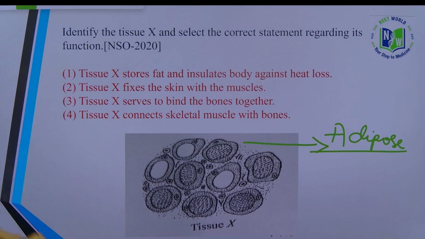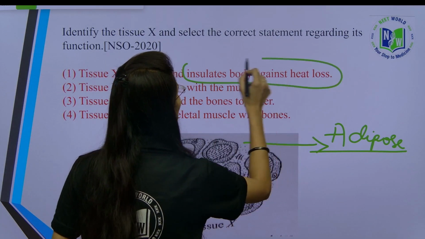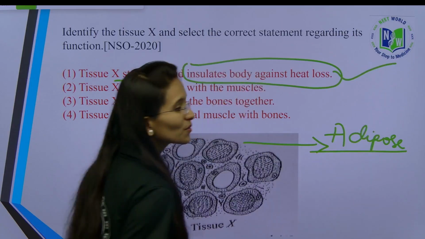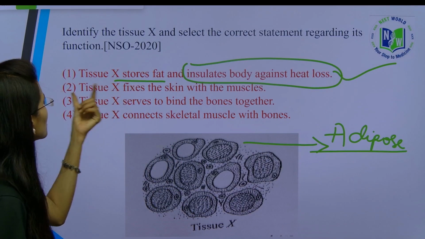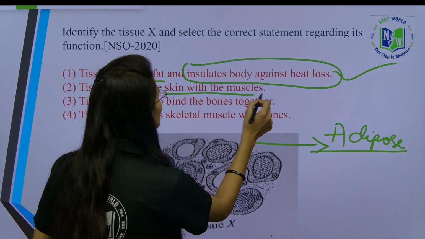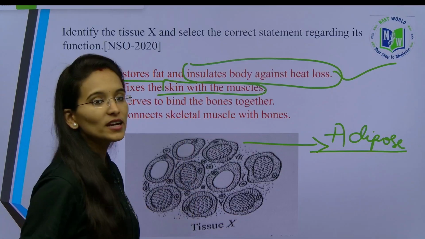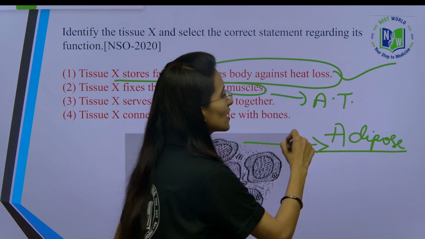Option 1 is tissue X stores the fat and insulates the body against heat. This is absolutely the right option. And when it comes to options 2, 3 and 4, option 2 says that tissue X fixes skin with the muscles. This is the wrong option. Okay, it is the areolar tissue. I am writing it as A and T.